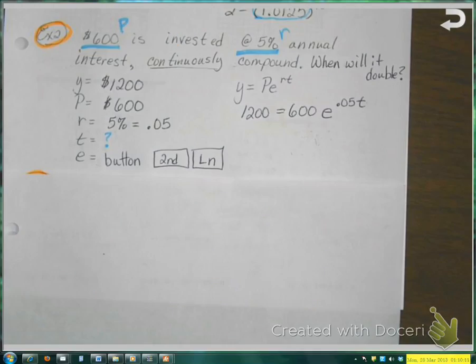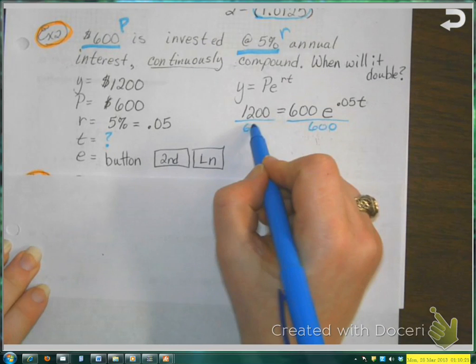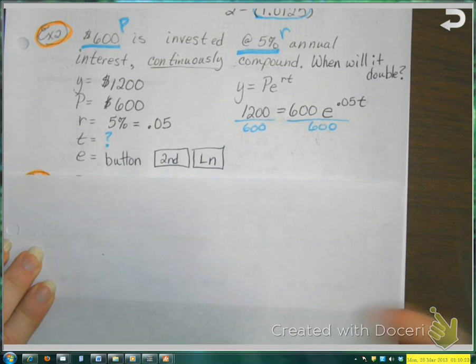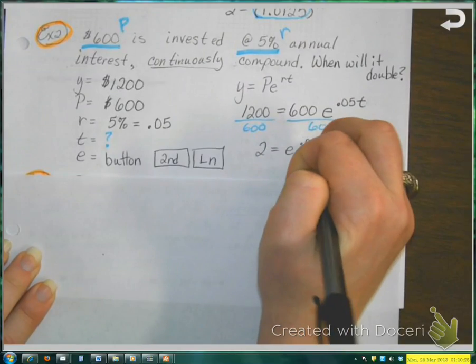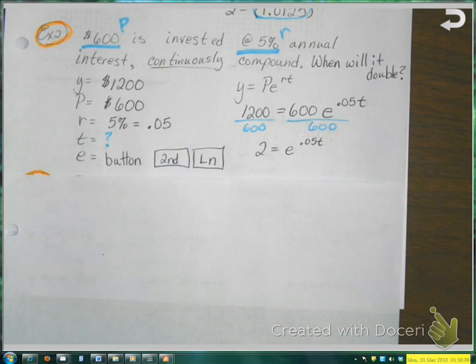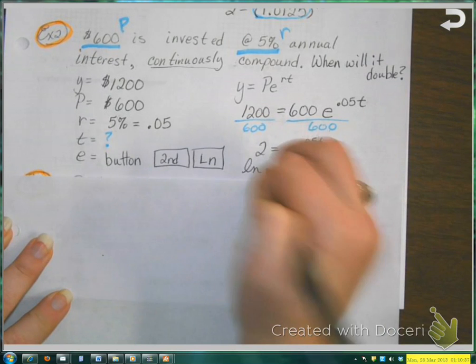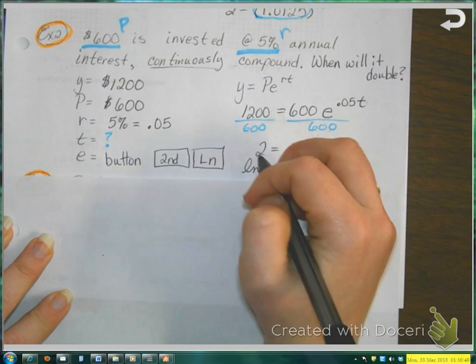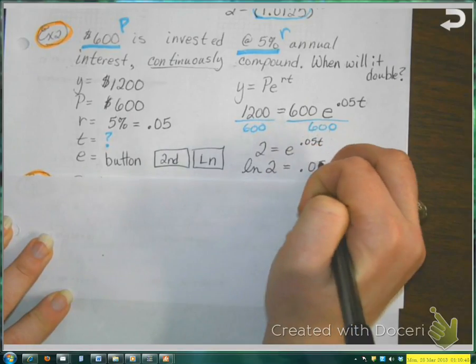Now we're going to do the same thing that we just did on the previous problem. We want to get rid of the 600. How do we get rid of the 600? Divide by 600. Yep, divide by 600. Easy enough. So now I have 2 equals E to the 0.05 T. Now, what is a log base E called? ln, or natural log. So I'm going to convert this. So this is ln of what? Go across the equal sign. 2 equals 0.05 T.